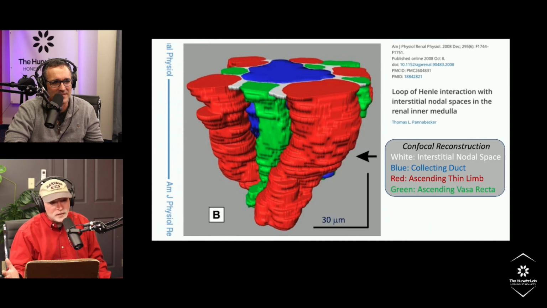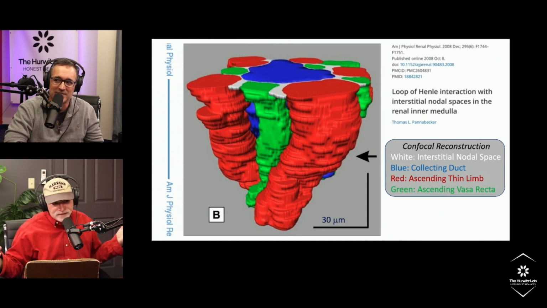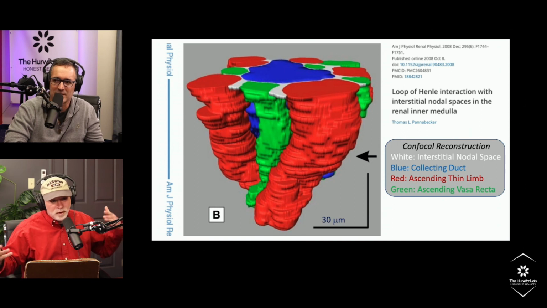And so I tried to show enough pictures from a couple different groups to try to say, some of these differences are going to be species differences. Some of these differences are going to be preparation methods differences, methodology.